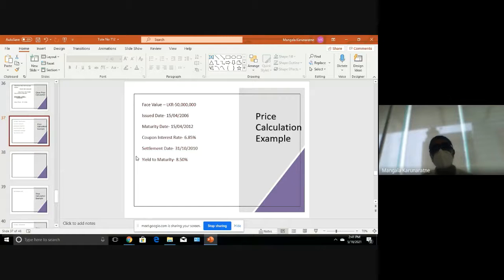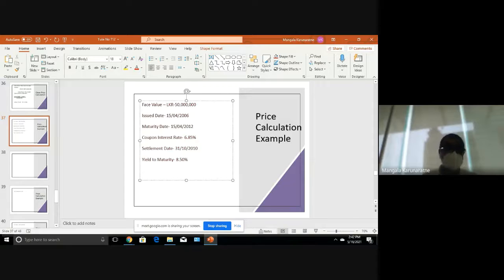Now tell me the number of days. Tell me how many coupons there are in future in this bond. This is your start date, and this is the present date, 31/10/2010. So considering 31/10/2010 as today, how many future coupons do you have in this bond? Can anyone tell me how many coupons there are? 3 coupons. Correct. Everyone should understand these 3 coupons.